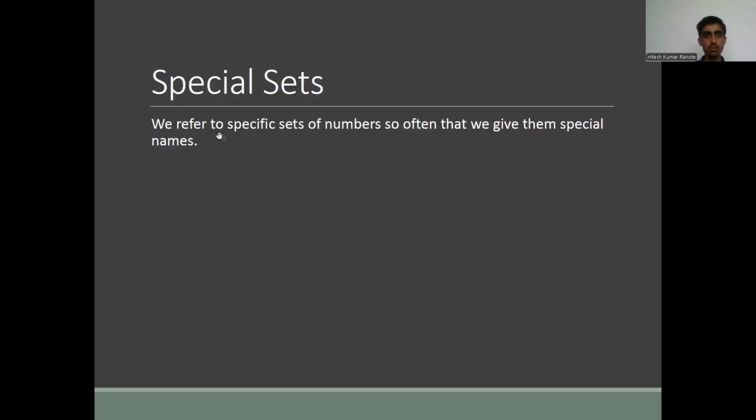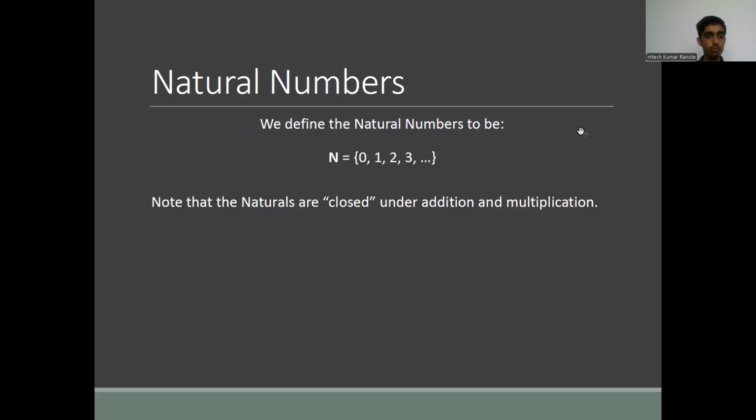Special sets. We refer to specific sets of numbers so often that we give them special names, like the set of natural numbers. We define the natural numbers to be N equal to {0, 1, 2, 3, etc.}. Note that the set of natural numbers is closed under addition and multiplication.